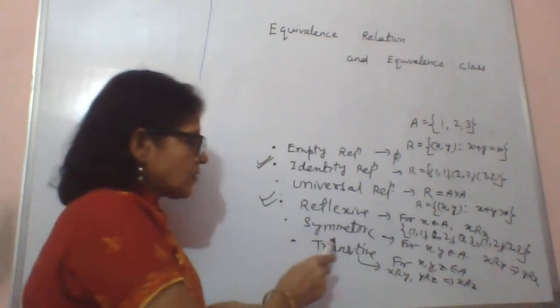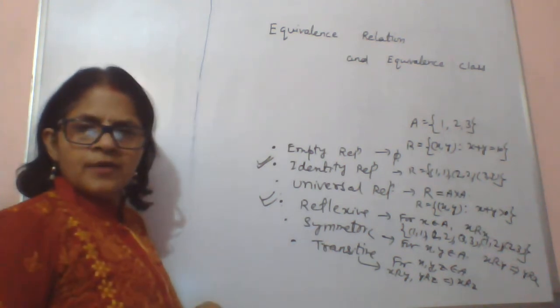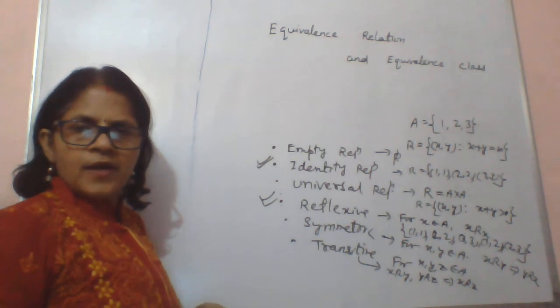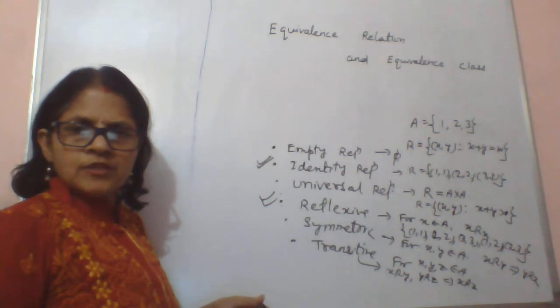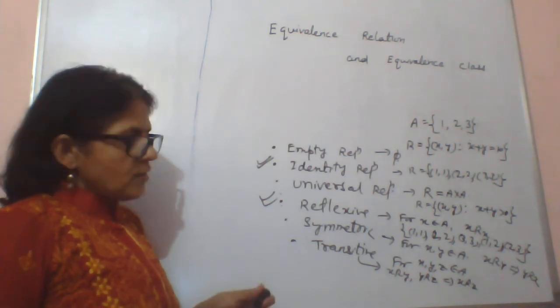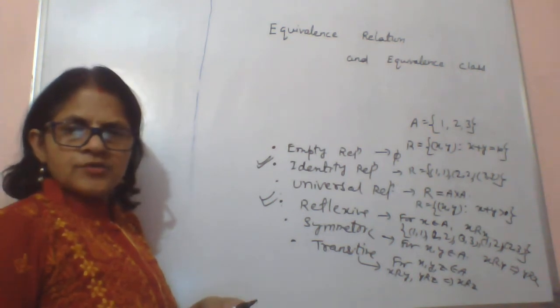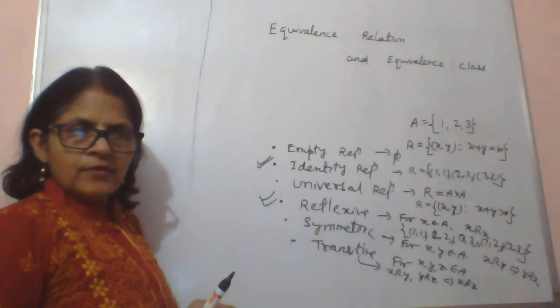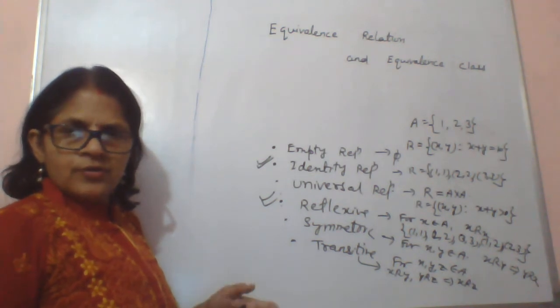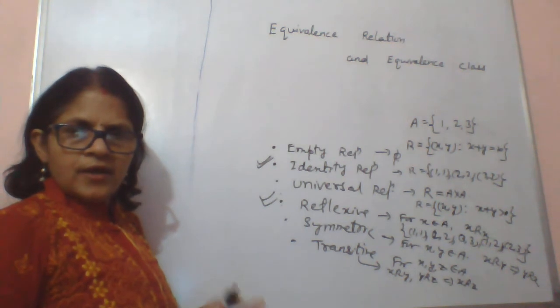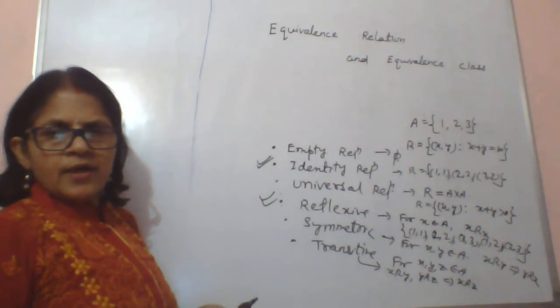It means x related to y, y related to z implies x is similarly related to z. Again you can say A equals B, B equals C implies A equals C. So on the set of numbers, it may be integers, it may be real numbers, equality can be taken as a transitive relation. Similarly, take three triangles: triangle 1 similar to triangle 2, triangle 2 similar to triangle 3. So this implies triangle 1 is also similar to triangle 3.